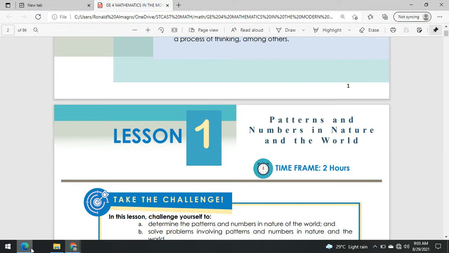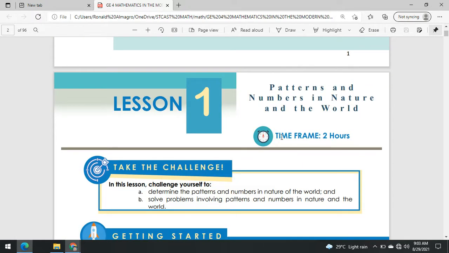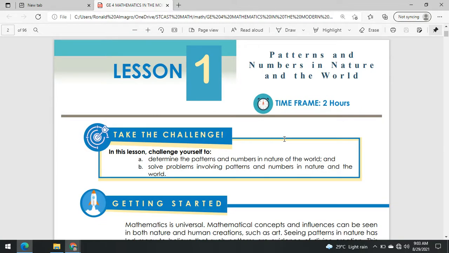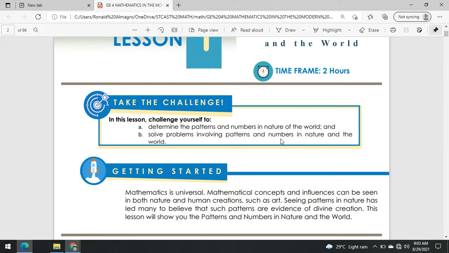Okay, so let's focus on the lesson: patterns and numbers in nature and the world. The time frame of this discussion is 2 hours. So take the challenge. This is our objective. At the end of the lesson, first, determine the patterns and numbers in nature and the world. Second, solve problems involving patterns and numbers in nature and the world. So this is our main objective.